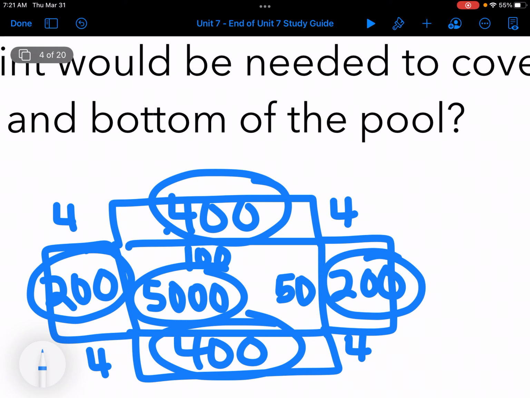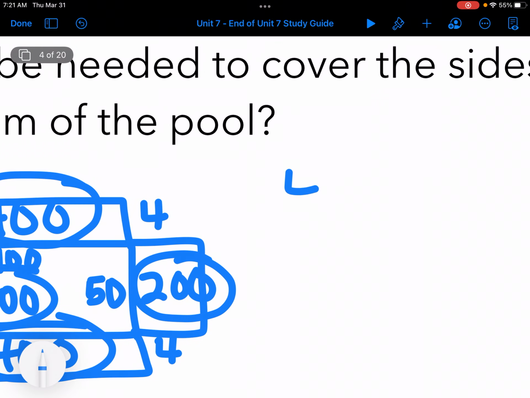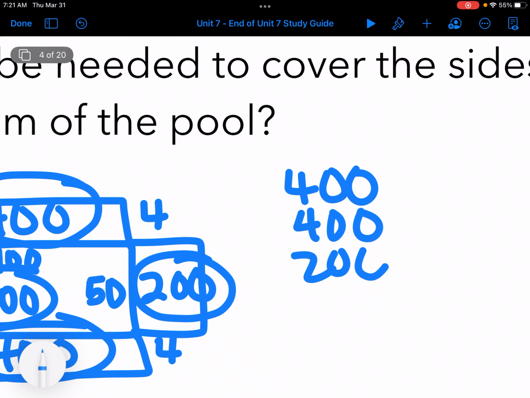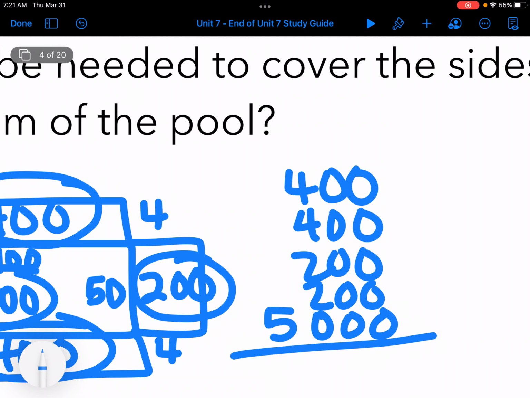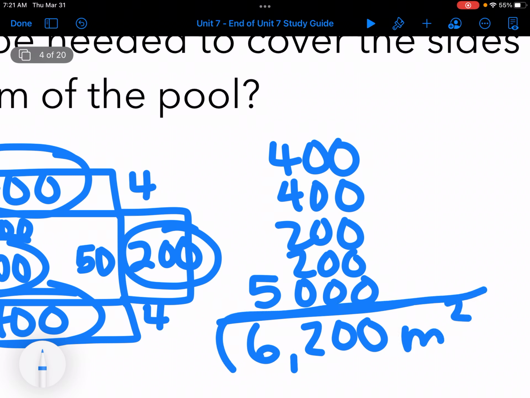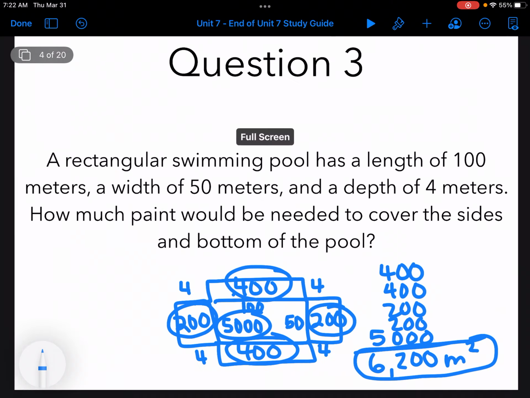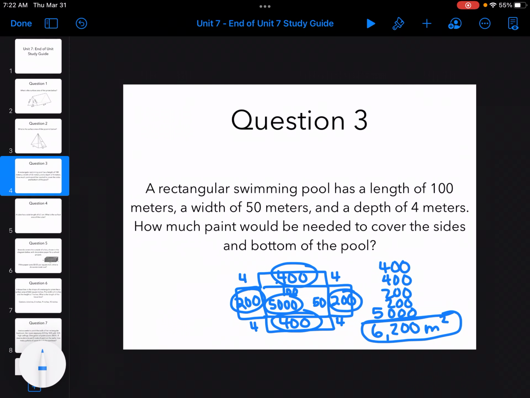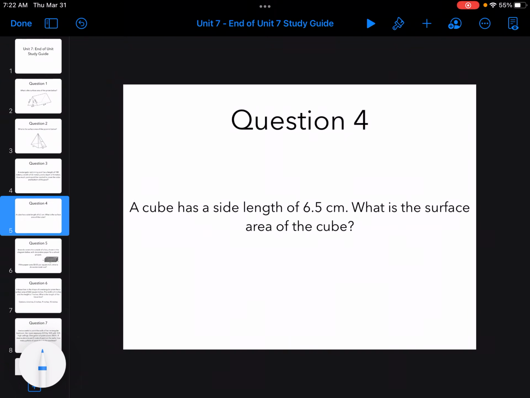Then I'm going to add all of that up. So I've got 400, 400, 200, 200, and then 5,000. So I wind up with 6,200. And it's going to be meters squared, because again, I'm finding surface area, not volume. I don't care how much water the pool holds. I care how much paint would be needed to cover the sides.